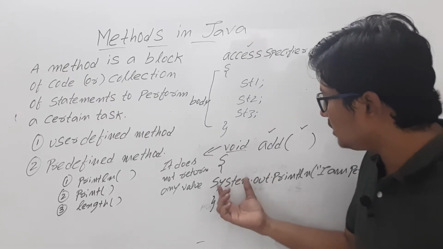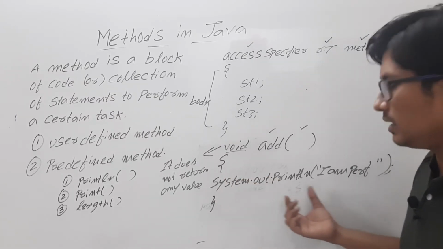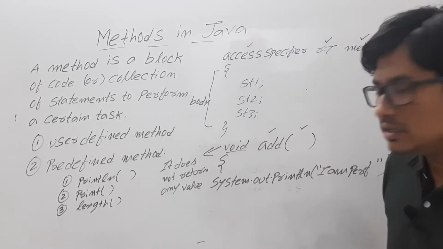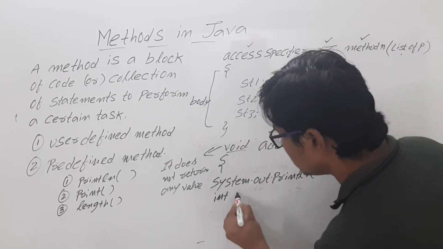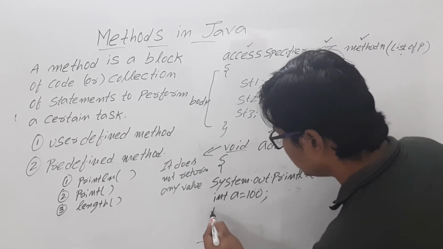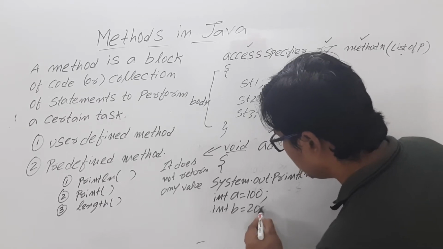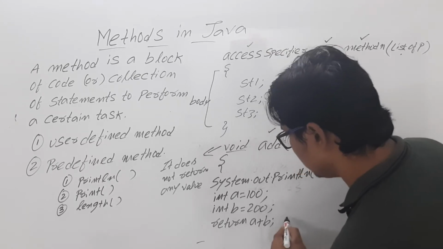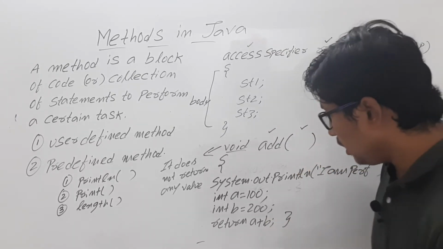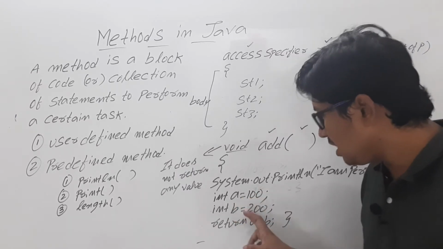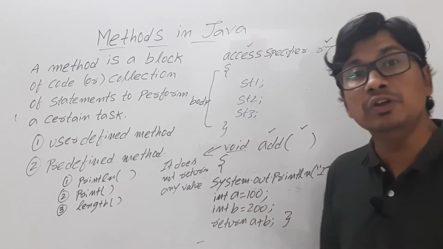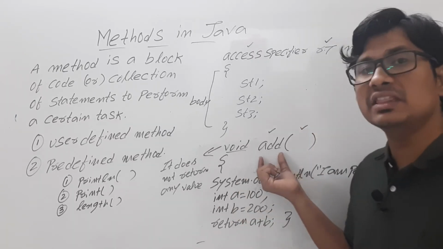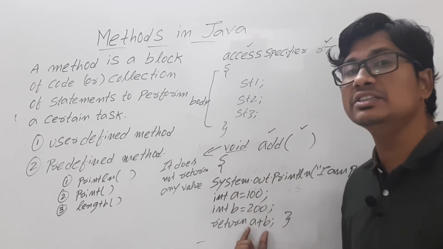Inside the body you have written system.out.println, you are printing this. Suppose you want to return a value: int a is equal to 100, similarly int b is equal to 200, and you return a plus b. Let me close the method. Now a value is 100, b value is 200, a plus b will be 300, which is an integer constant. So this method add is returning an integer value.